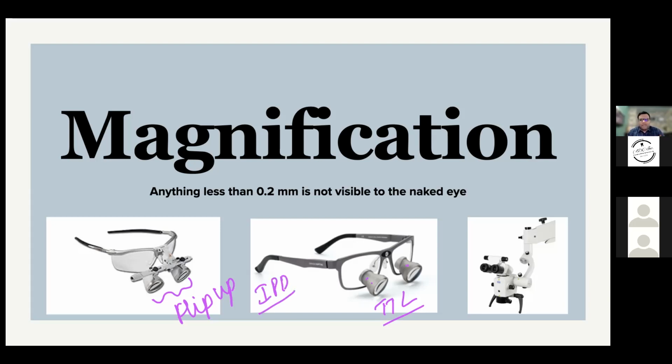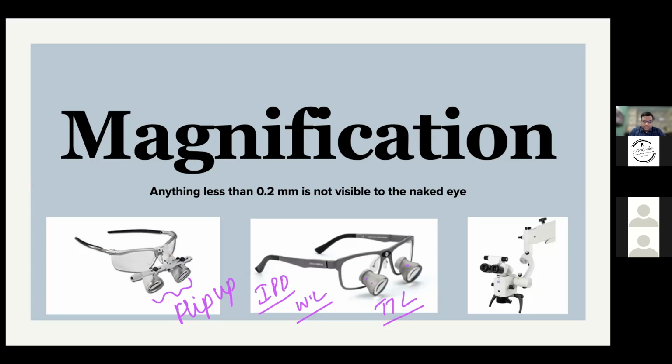So the company will come, they will take your IPD measurement and they will also take your working length measurement. Working length is from where you are sitting and where you are working comfortably. So they take the IPD and the approximate working length, and then the loop is manufactured for you.